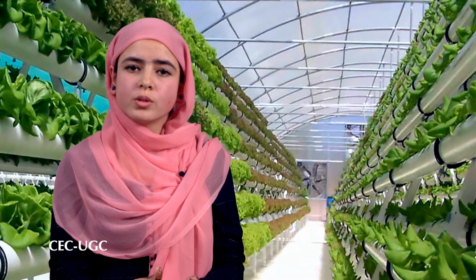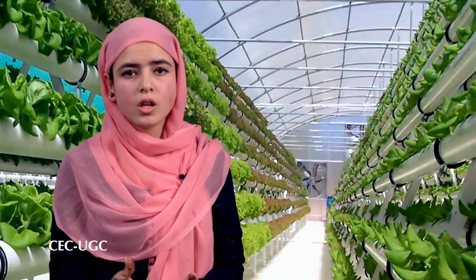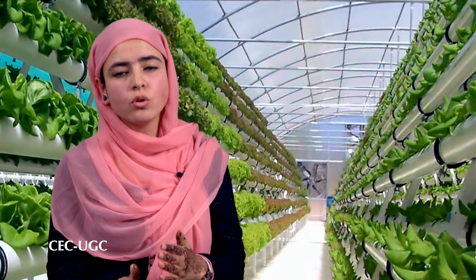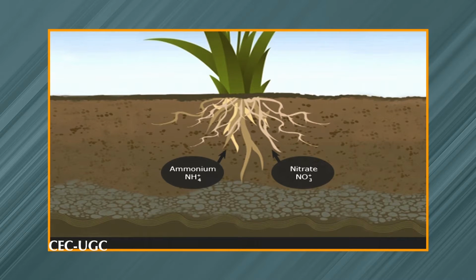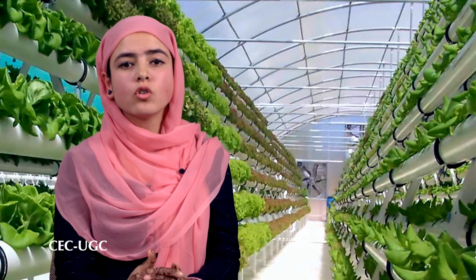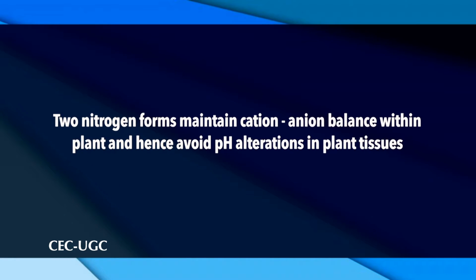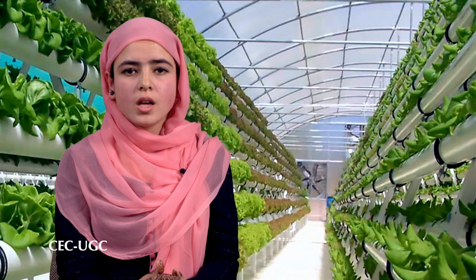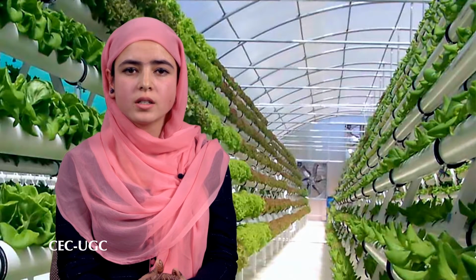It has also been observed that even if the pH of the medium remains neutral, most of the plants show better growth and development. This is due to access to both ammonium and nitrate absorption and assimilation. As a consequence of this, the two nitrogen forms maintain cation-anion balance within the plant and hence avoid pH alterations in the plant tissues.